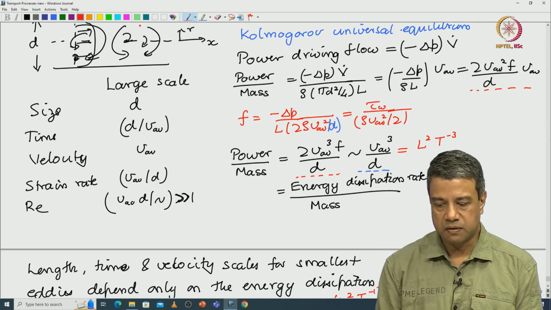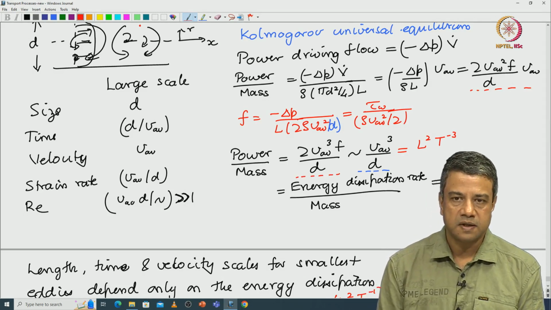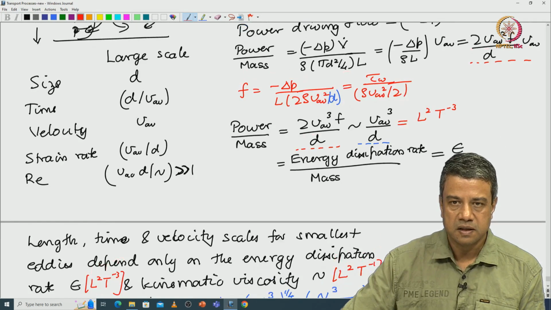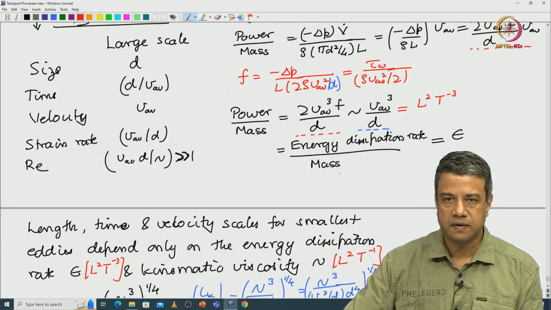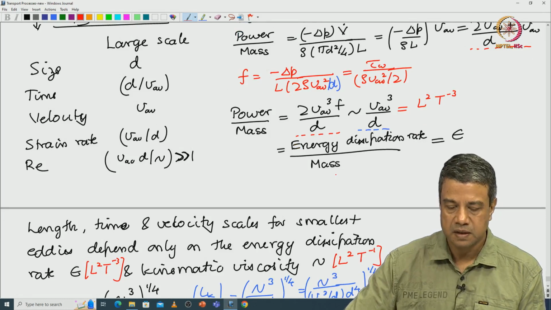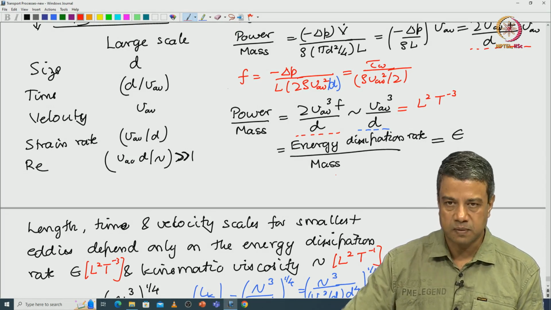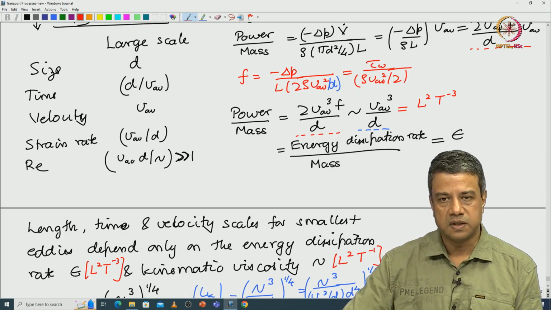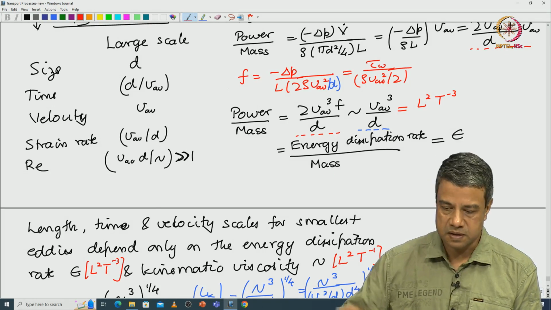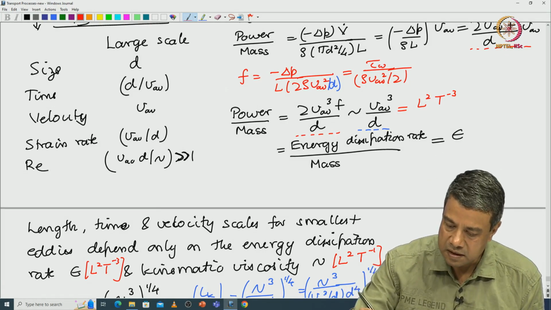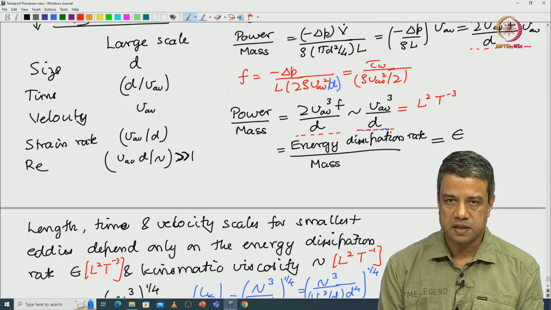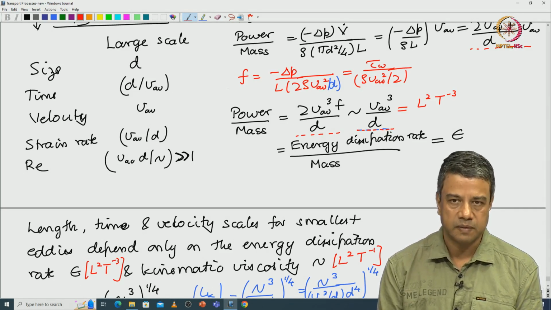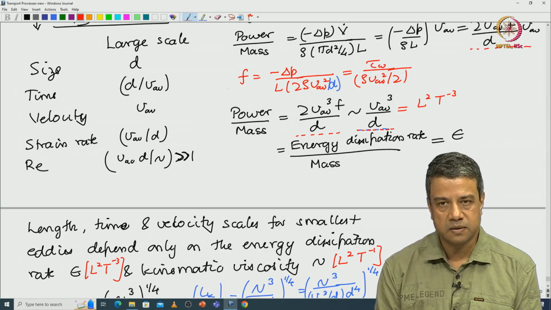V average cubed into friction factor by diameter, and I said for a turbulent flow the friction factor does not change appreciably with the Reynolds number. For a laminar flow, we know that the friction factor goes as 1 over the Reynolds number. For the turbulent flow, if you recall from the Moody plot, the friction factor varies very little with Reynolds number. And if we assume that there is no variation of the friction factor with Reynolds number, the estimate for the energy input per unit mass per unit time, or the power input per unit mass, is V average cubed divided by the pipe diameter, has dimensions of length squared T to the power minus 3.